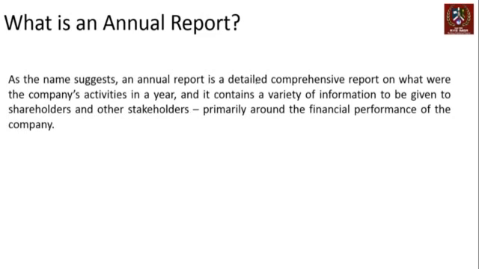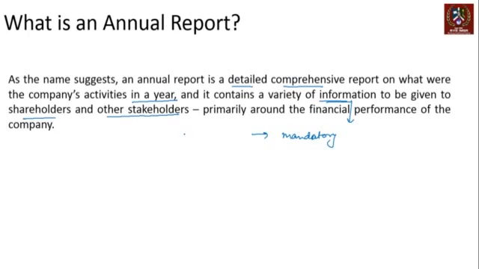So what essentially is an annual report? What is the definition of an annual report? As the name suggests, an annual report is a detailed, comprehensive report of the company's activities in the year, and it contains a variety of information for shareholders and also possibly other stakeholders, primarily around the financial performance of the company. Now, some of this information is mandatory to be given, right?